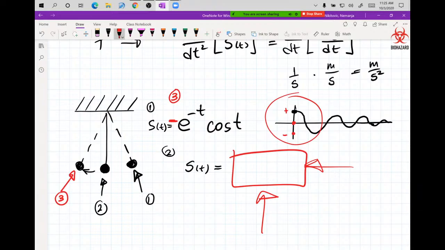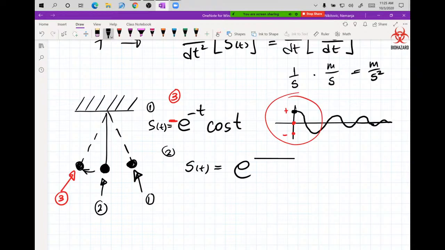So 0? Nope. Cosine of t? You are very close. E to the negative t sine t. Yep. Look, practicing, and now you will understand why. Look at the graph of it.